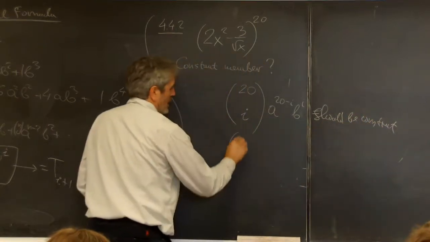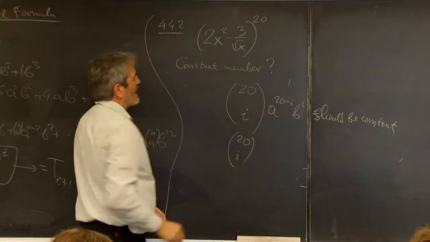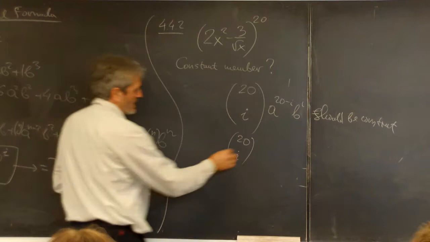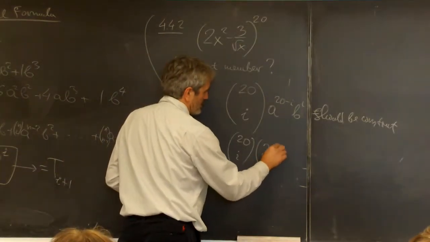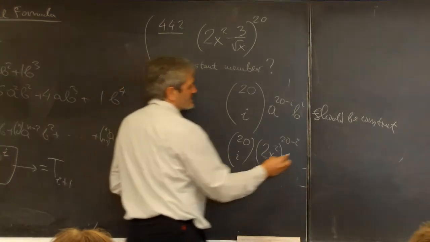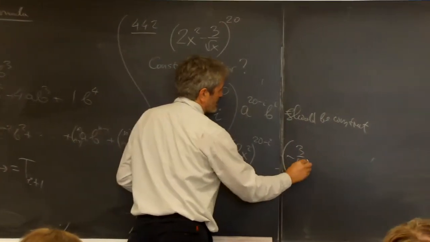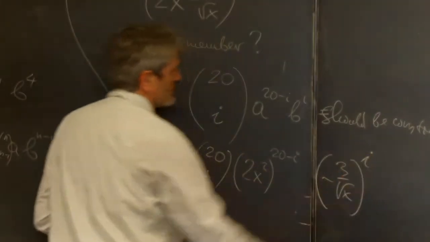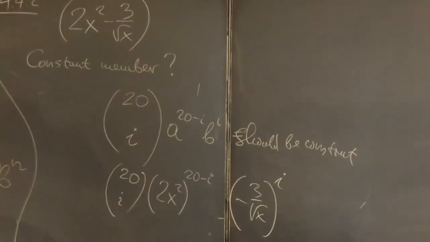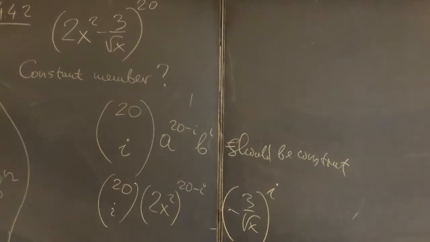So what do I do? I just do the algebra. How much is my A? Who's my A in this case? 2x squared. So 2x squared goes to 20 minus I. And how much is B? Negative 3 over root x equals 1. But unfortunately, I don't know what I is.